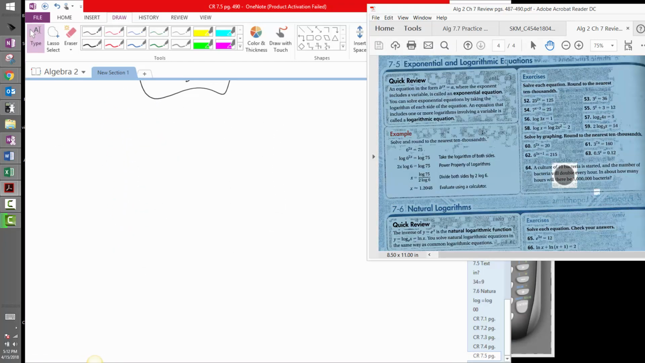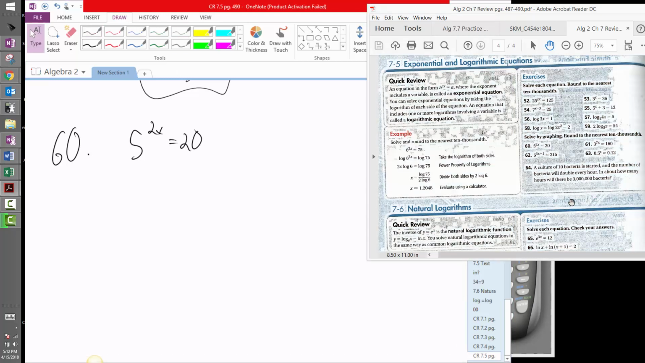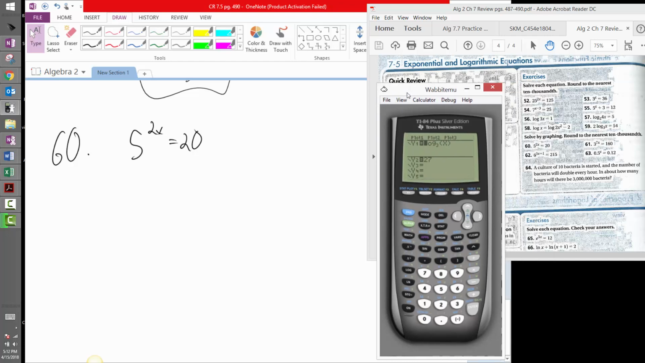All right, we're almost wrapped up. We're going to solve these by actually graphing. So we could do them by hand. So we got 5 to the 2x equals 20. Let me show you how on your calculator you can solve all these things by graphing. Really, you can solve any equation by graphing, but let's put this one in here. So 5 raised to the 2x, we're going to put that in y1, and then we're going to put the other side of the equation in y2, the 20.